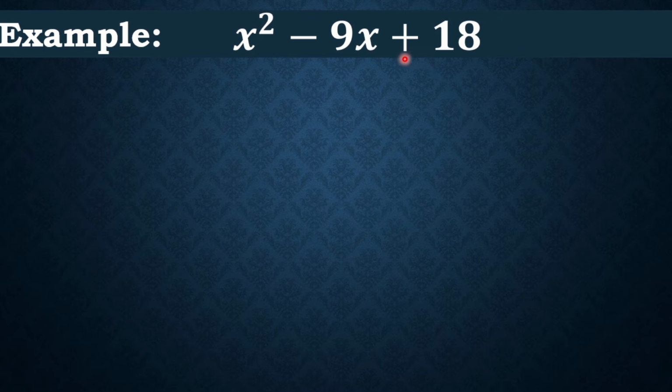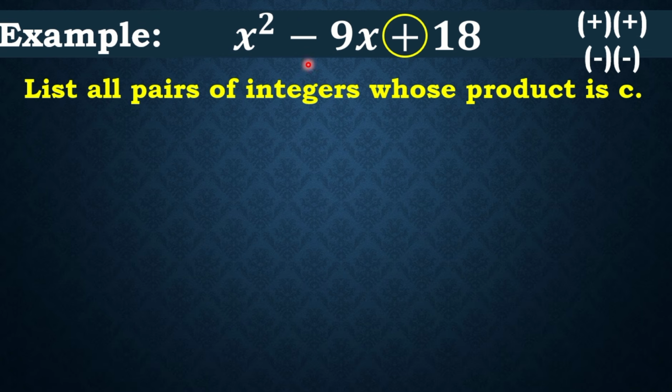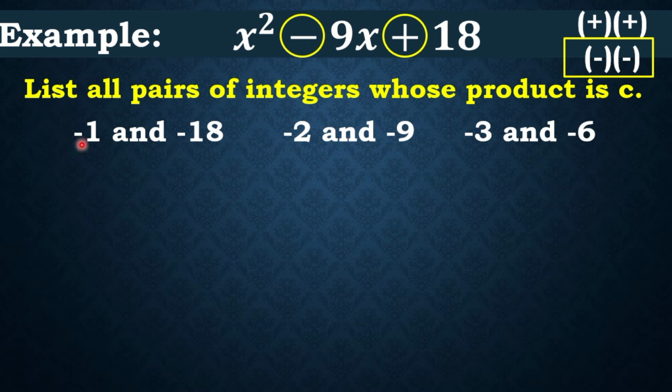Next. So, I have here, so tingin ulit tayo dito. Since positive ito, dapat ang factors natin, yung pair of integers natin ay pareho ng sign. So, dapat pareho silang positive or parehong negative. Now, alin dyan? So, tingin ka dito. Since negative ito, ibig sabihin, ito ang gagamitin natin. Dapat pareho silang negative. Okay. So, lista natin lahat ng mga factors na 18. We have negative 1 and negative 18, negative 2 and negative 9, negative 3 and negative 6.